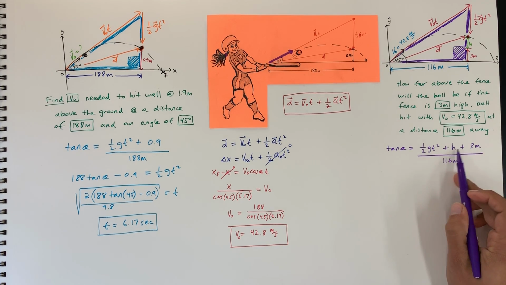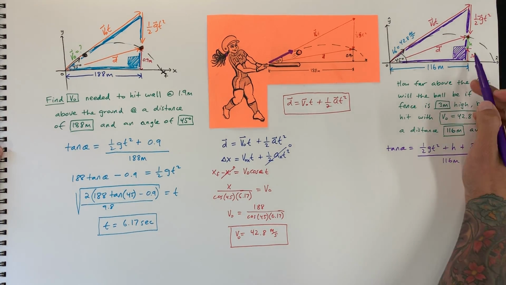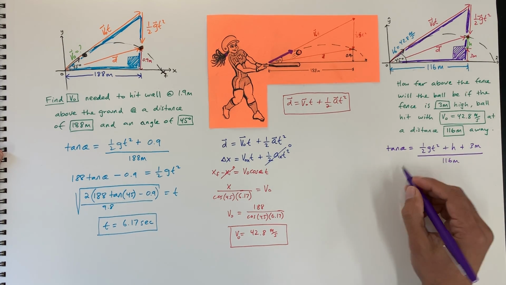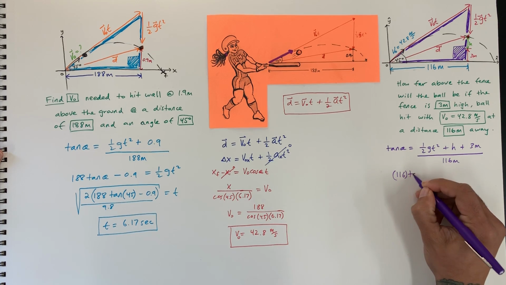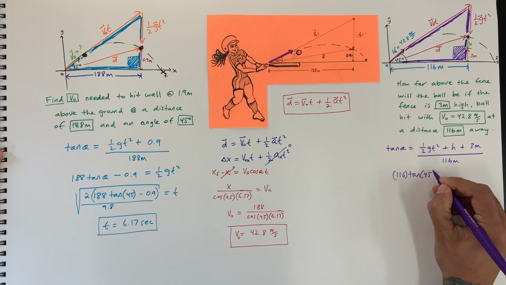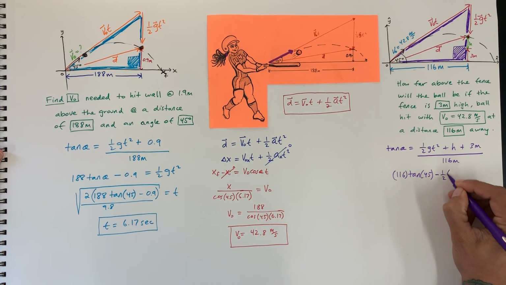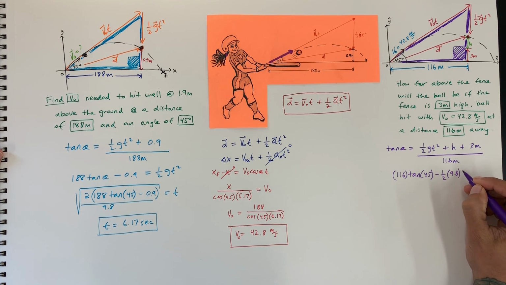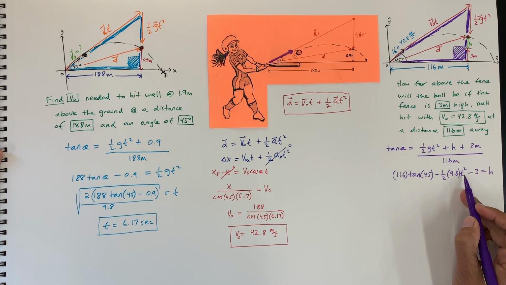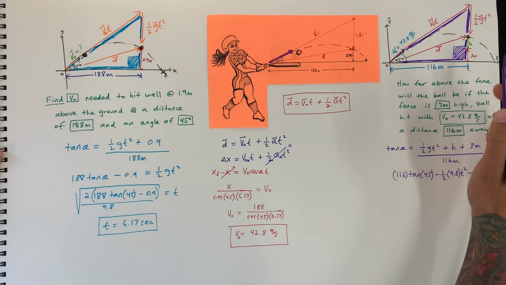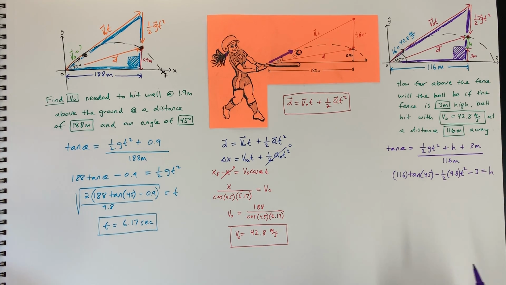All right, so now let's solve for h, because we want to know the height above the wall. So we're going to pass the 116 over here. We've got tangent of 45, right? Let's pass this term over, which is minus 1/2 9.8 t squared, and we'll pass this term over, which is going to be minus 3, leaving us with h. Okay, the time that it takes to get there, we're going to use the time that we calculated.